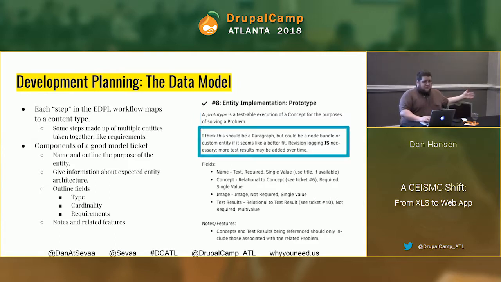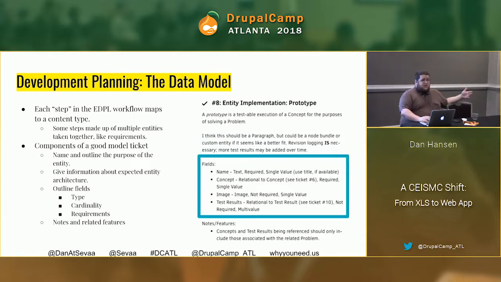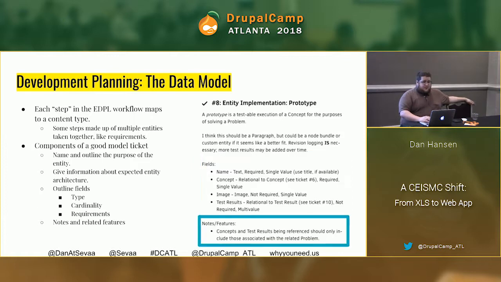Second, you want to give information about the expected entity architecture. I thought at the beginning some of these were going to be paragraphs, but they all ended up being node content types. So that's, again, not always used. You're not always using the information that you get at the beginning, but it's always good to have a plan from the outset. And then you go in and outline the fields. Give all the information that you can, give the field type, give the cardinality, give the requirements. And then just notes and related features that are specific to that entity or content type.